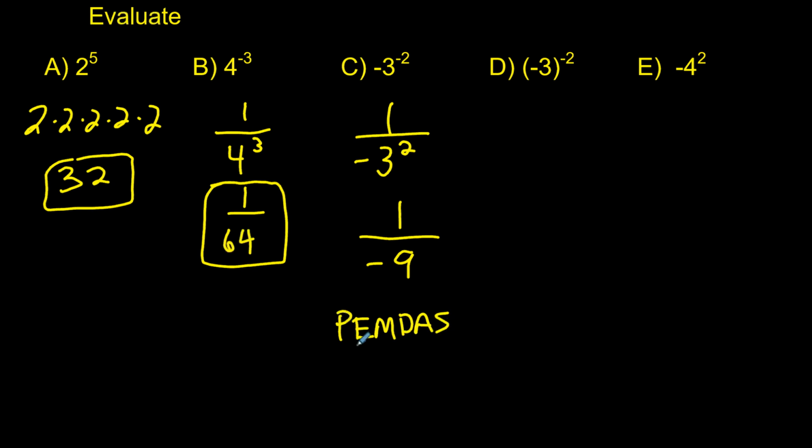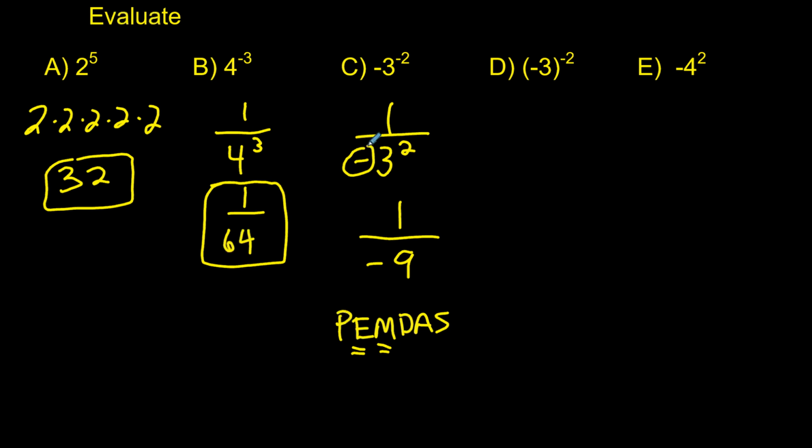And so order of operations says do exponents before multiplying. And technically this negative out in front here acts as a multiplying by negative 1. So we're going to do the exponent first and then make it opposite or negative. And so we do 3 squared, which is 9, so it'd be 1 over negative 9.